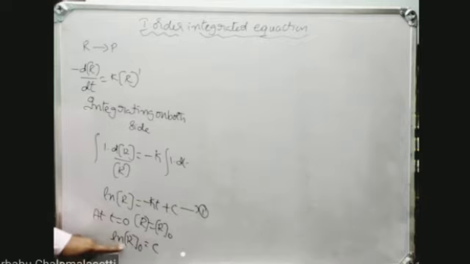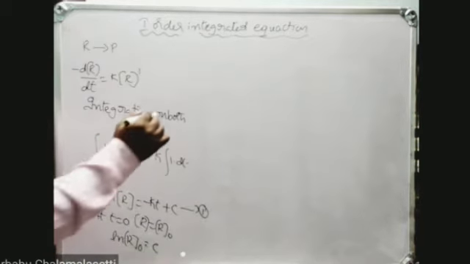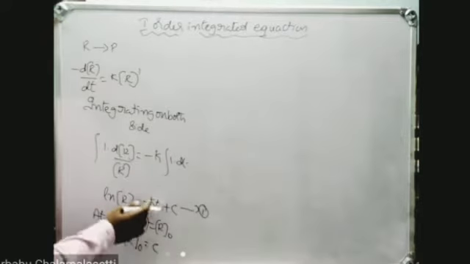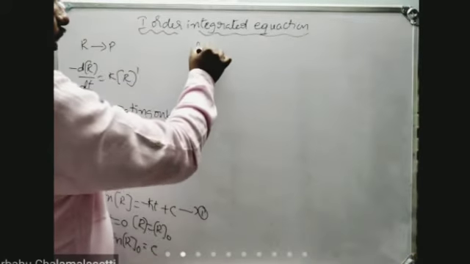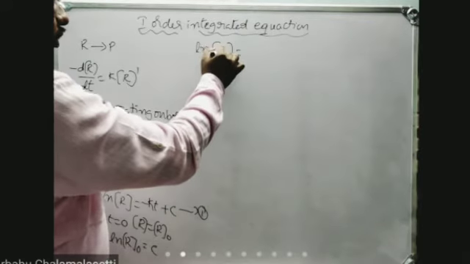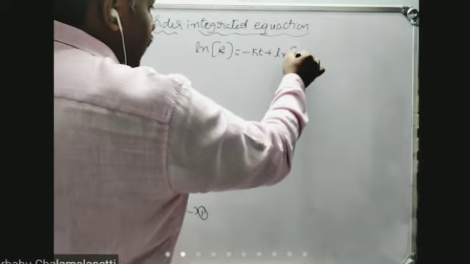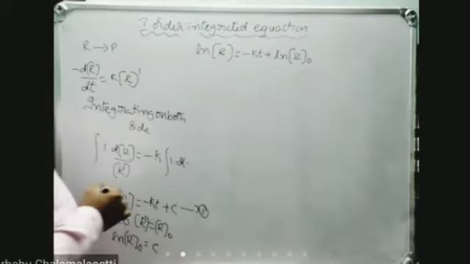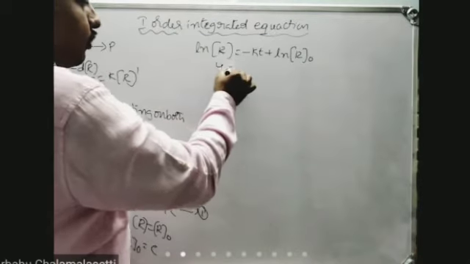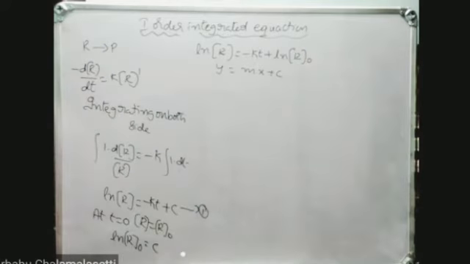Now substitute this c value, ln R naught, in equation 1. Then we will get ln R is equal to minus kt plus ln R naught. It looks like y is equal to mx plus c.